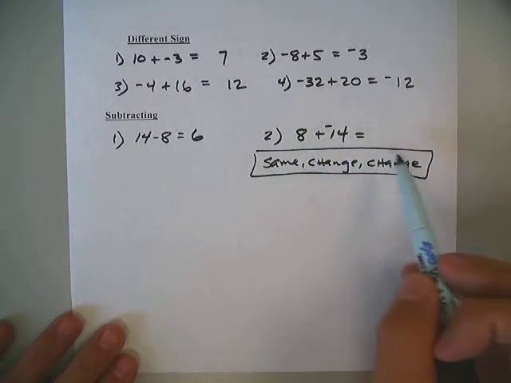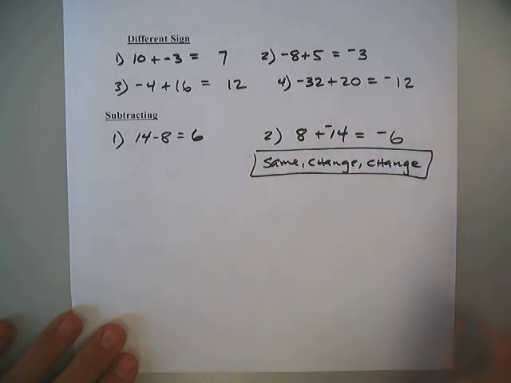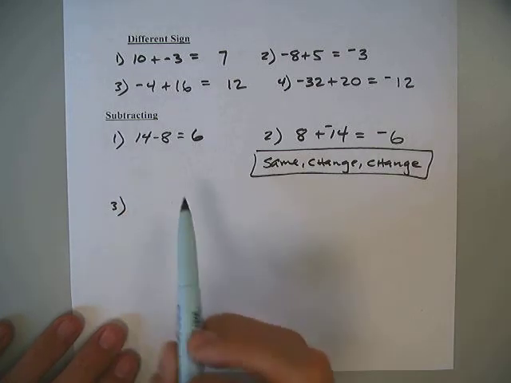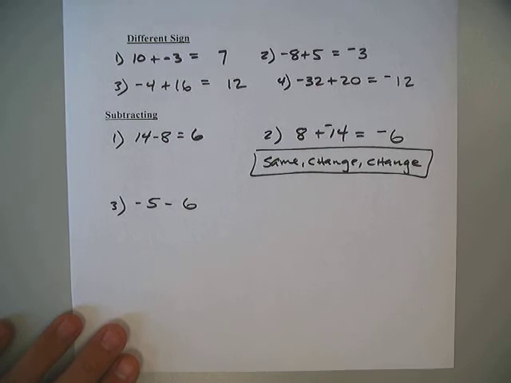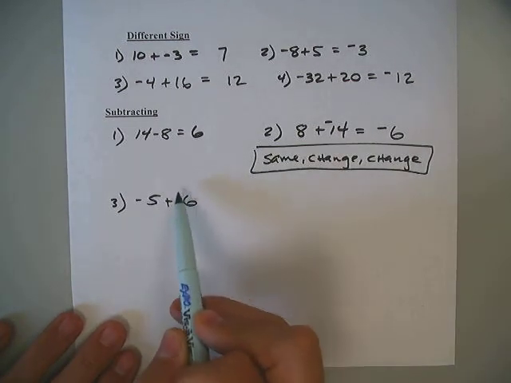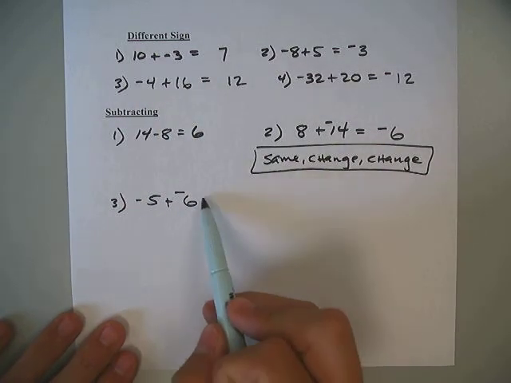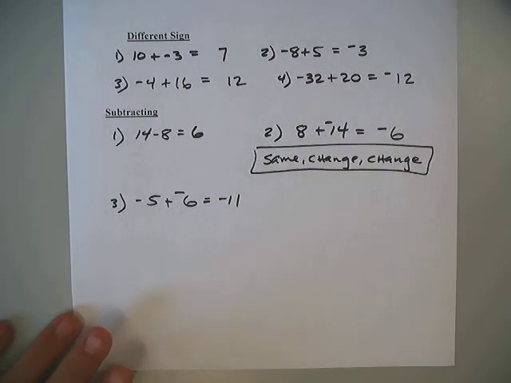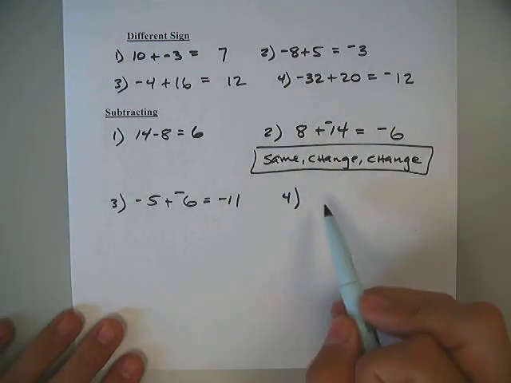And now we're just going to follow the rules that we just did up here. So there's 8 plus negative 14. There's more negatives, so I subtract. And there's more negatives, so my answer is negative. Okay, let's try another one. What if I had negative 5 minus 6? Okay, so what I'm going to do is I'm going to do same, change, change. And then just follow the rules of addition. I have 2 negatives, so my answer is negative 11.